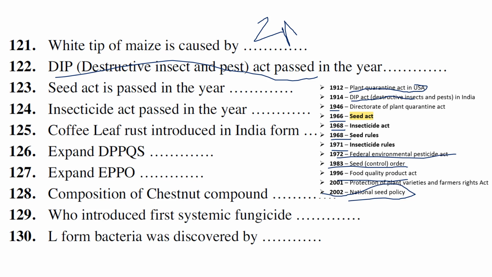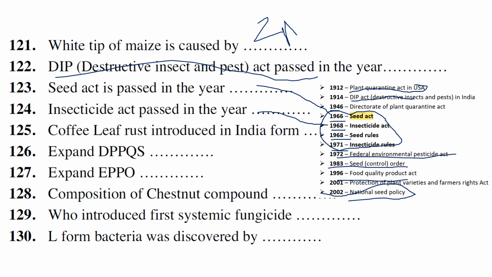So we may expect one or two questions from such rules and regulations. Mostly the questions fall on these four: Seed Act, Insecticide Act, Seed Rules, Insecticide Rules. Okay, the Seed Act was passed in the year 1966. Insecticide Act was passed in the year 1968.